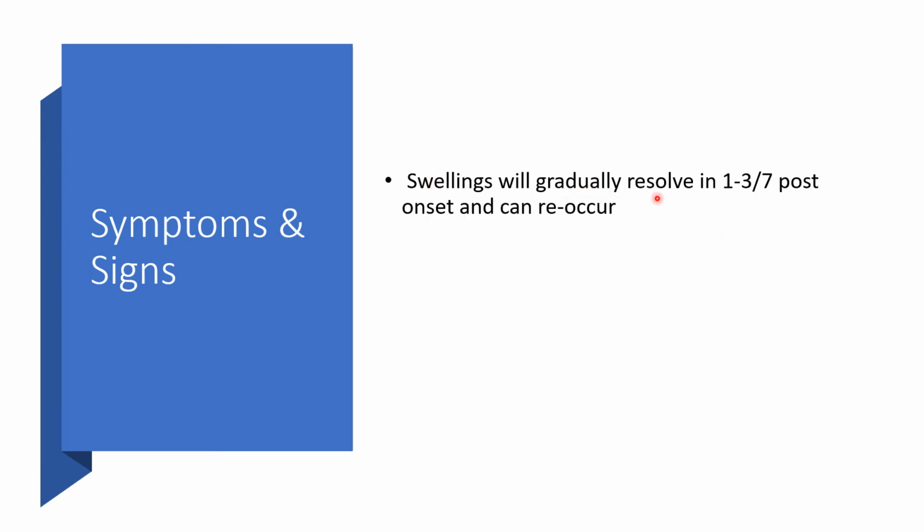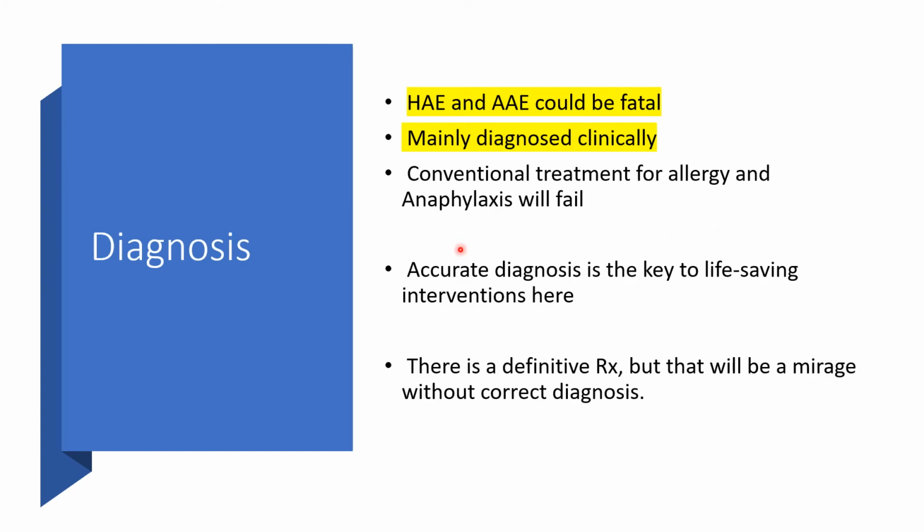Swelling will gradually resolve in 1 to 3 days post-onset, but it may reoccur. Some textbooks will put it as 2 to 4 days. Some say 1 to 3. Just know that this is not related to heart failure. It's not related to renal failure that will not regress on its own. This will regress on its own, gradually, within a few days. Diagnosis. Hereditary angioedema and acquired angioedema could be fatal, could kill, and is mainly or majorly diagnosed clinically.